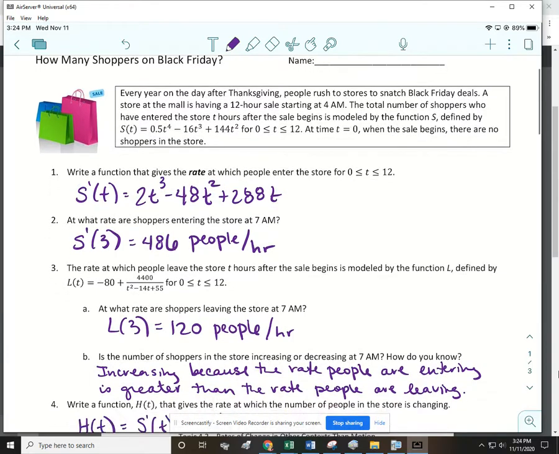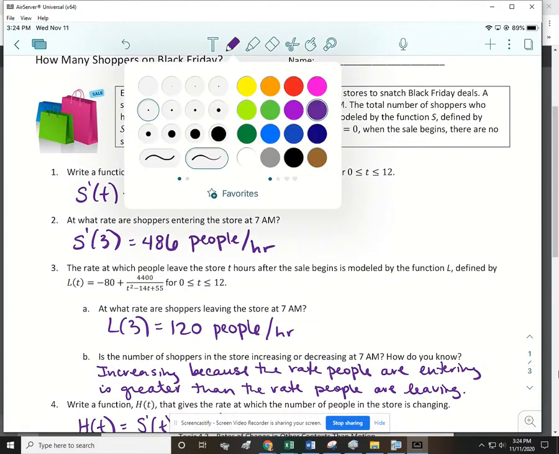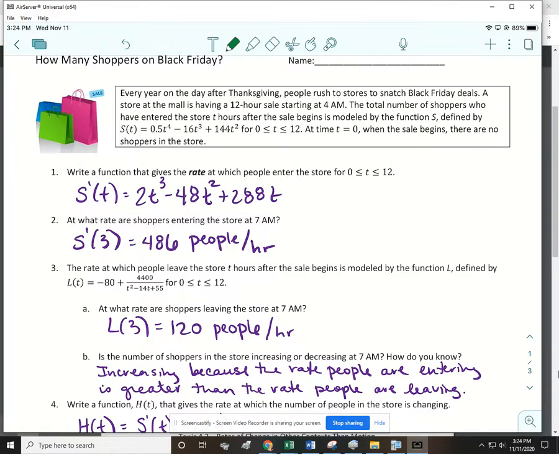All right, so in this activity, we are given a function that tells you the number of shoppers who entered the store T hours after the sale began. And the sale begins at 4 a.m. So T equals 0 corresponds with 4 a.m.